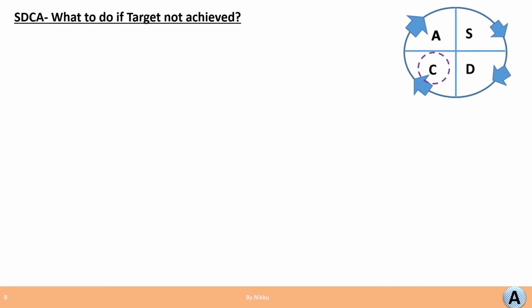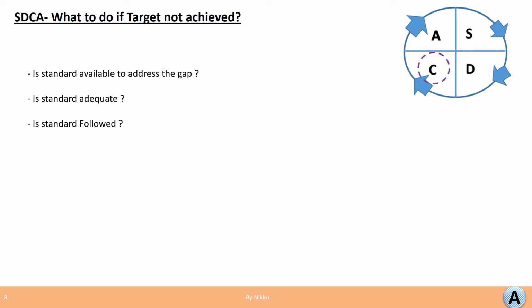First one, is the standard available to address the gap? So, do we have the standard to address the gap between our desired result and whatever we have actually achieved? Suppose we have the standard, then we need to check if the standard is adequate. So the adequacy of a standard needs to be checked. Suppose we have an adequate standard available, then we need to check is the standard followed, is the standard practically followed.